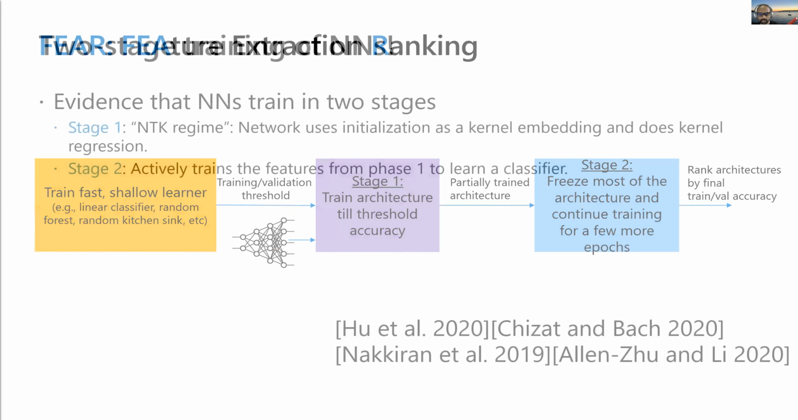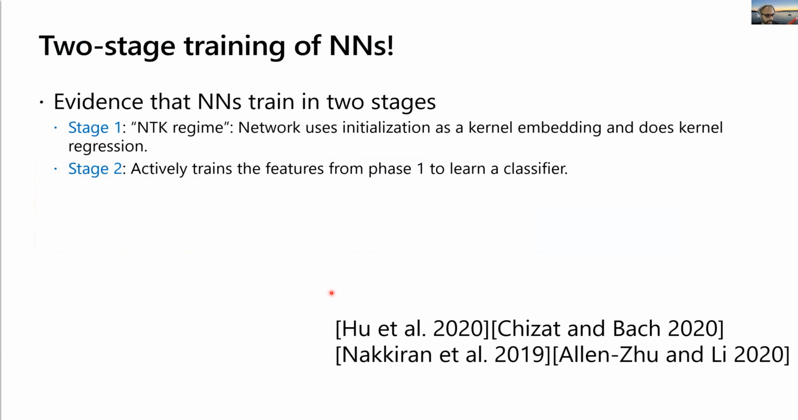So now we will go into what is really going on. Why this weird phenomenon, instead of choosing a few number of epochs? There has been increasing evidence from more theoretical work which analyzes the gradient-based training of deep networks that deep networks train mostly in two stages. In stage one, what you will call the NTK regime, the network will use its initialization as a kernel embedding and does kernel regression.